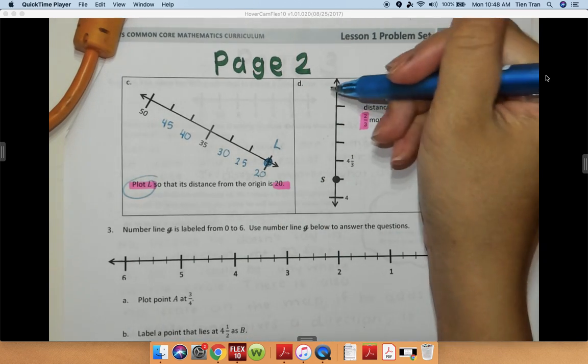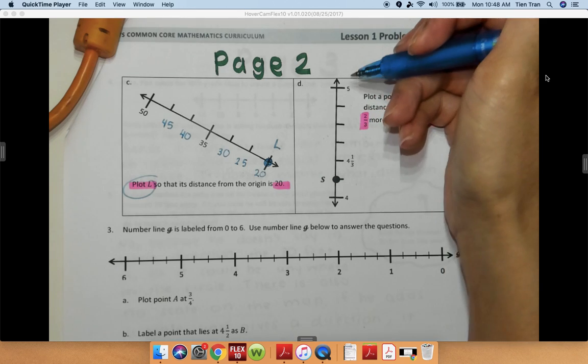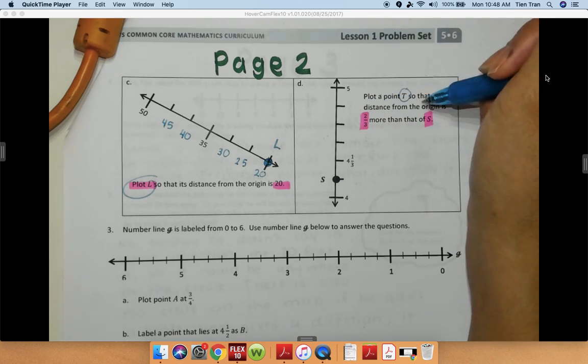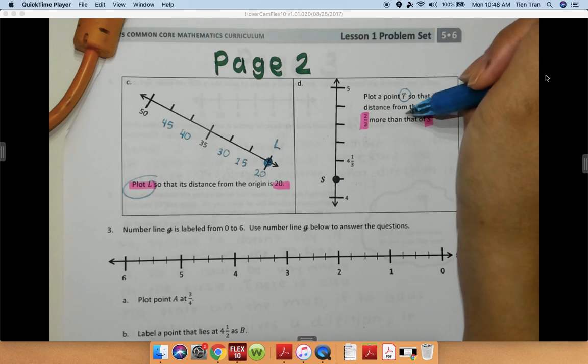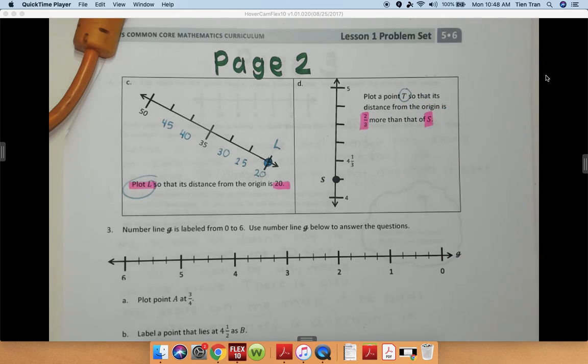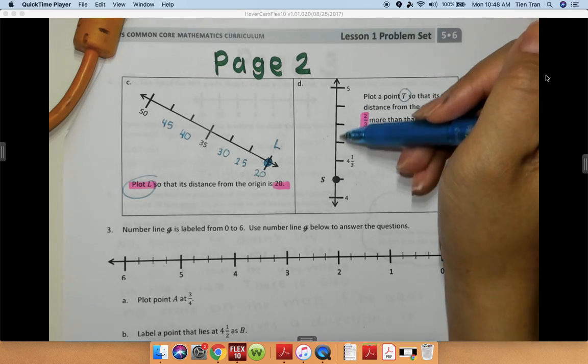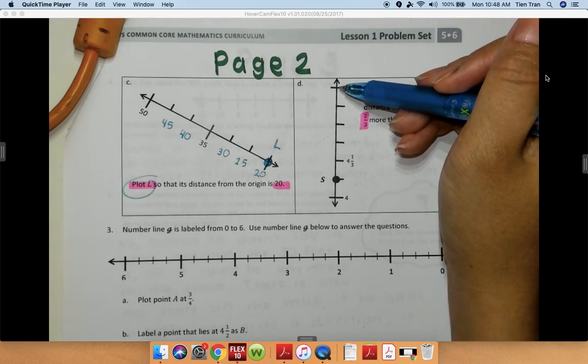Okay, now I'm moving on to problem D. For problem D, it asked me to plot a point T so that its distance from the origin is 2/3 more than that of S. Okay, 2/3 more of S. The first thing I'm going to do, not even bothering with what it's asking me to do, I'm going to figure out how I'm going to split up this number line.